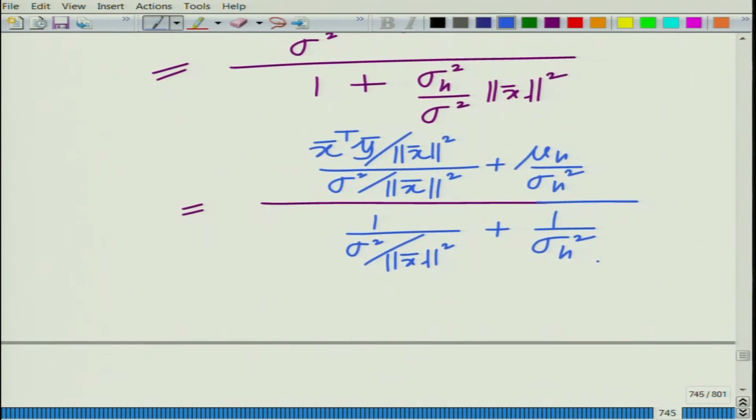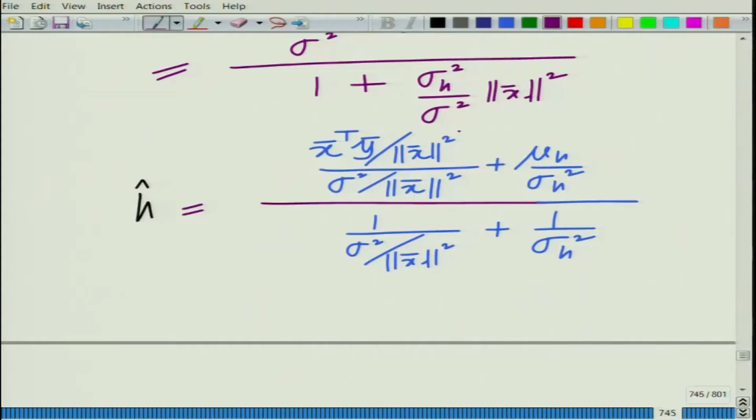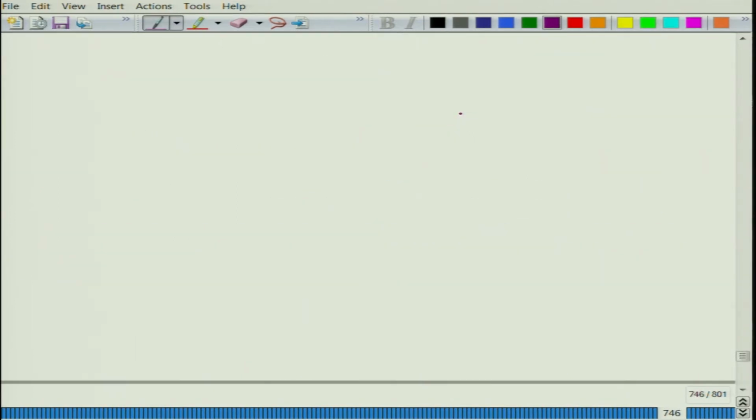If you look at this, interestingly, this quantity is h hat, the MMSE estimate of h, and let us now derive some insights into this estimate, which is in fact very interesting. If you look at the numerator, let me write it separately, because I am going to write a little bit over the expression.